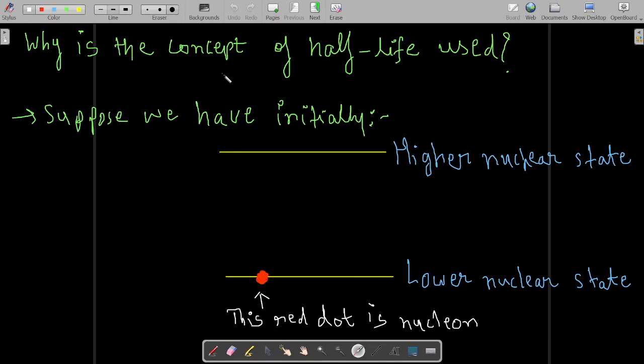Before learning about metastable states, it is very important to learn the concept of half-life, and why the concept of half-life is even used. That fact we are going to learn.